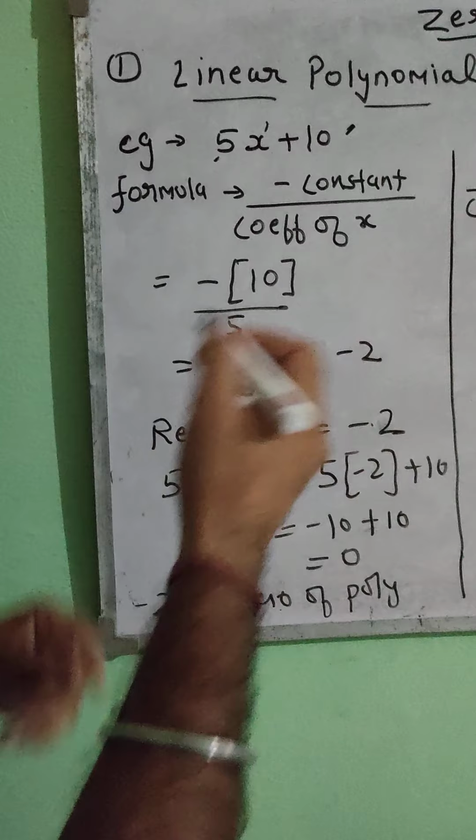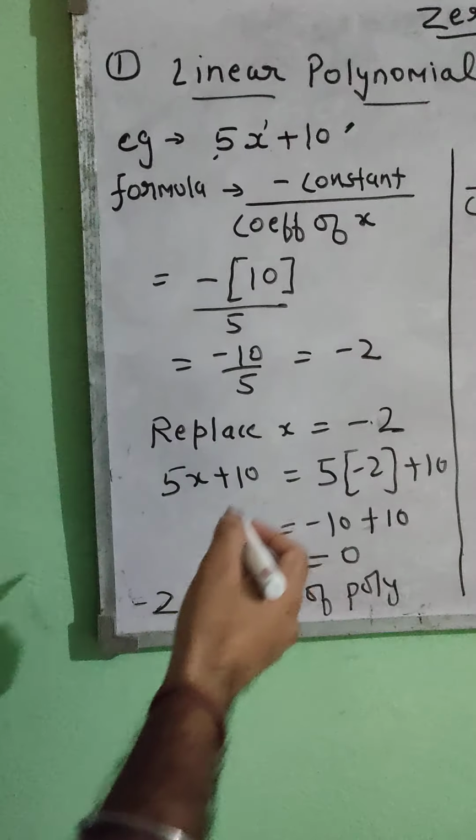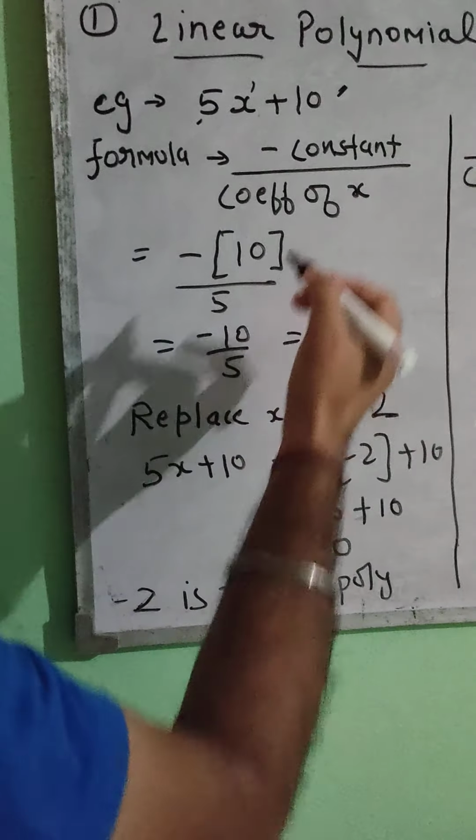There is a shortcut, there is a formula, that is minus constant term upon coefficient of x. Here the numerical value which is alone without any variable, that is the constant term, and the numerical value which is before x, that is the coefficient of x. So let's put this value in our formula.